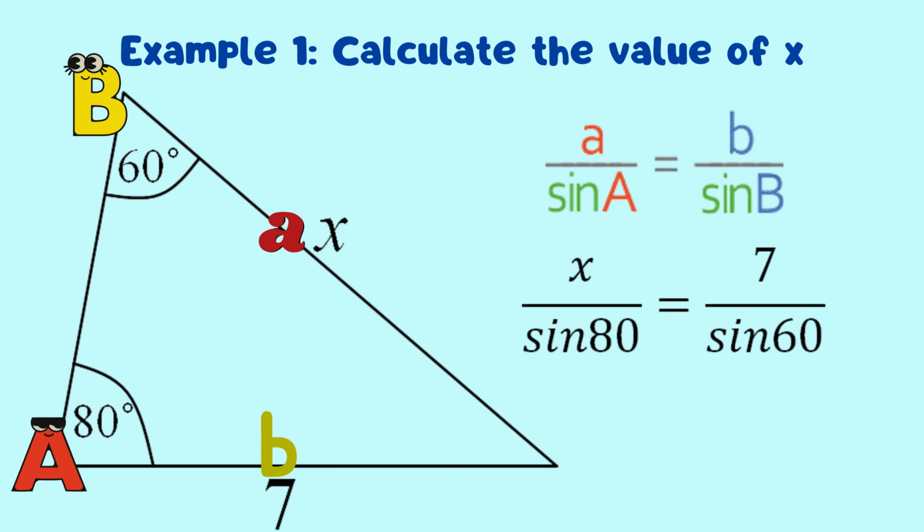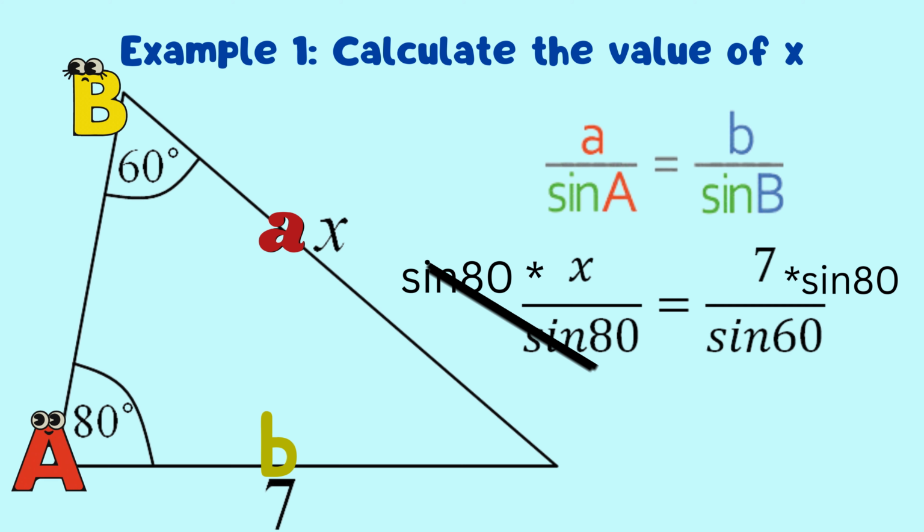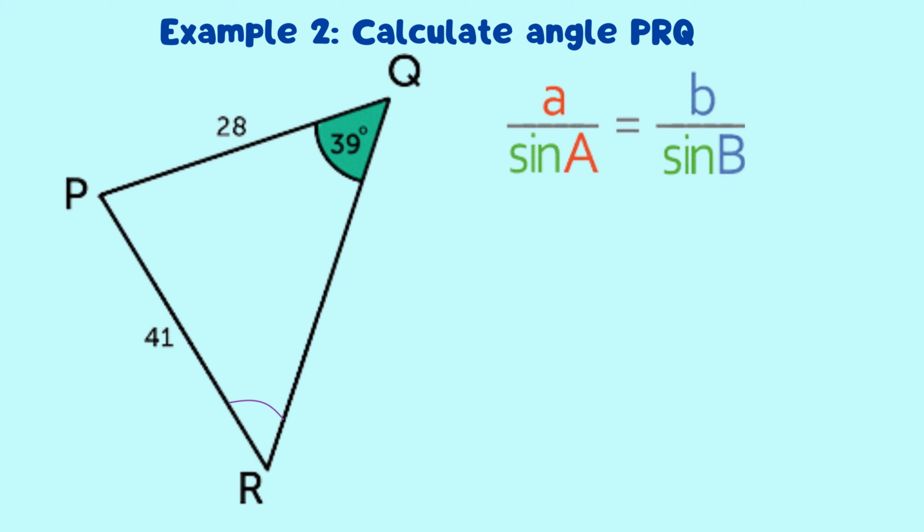We are solving for x, so we need to get rid of the denominator that divides it on the left. And so we need to multiply both sides by sine 80. We can enter everything on the right-hand side into a calculator all at once, and we should get x equals 7.96. In this example, we are finding an unknown angle.